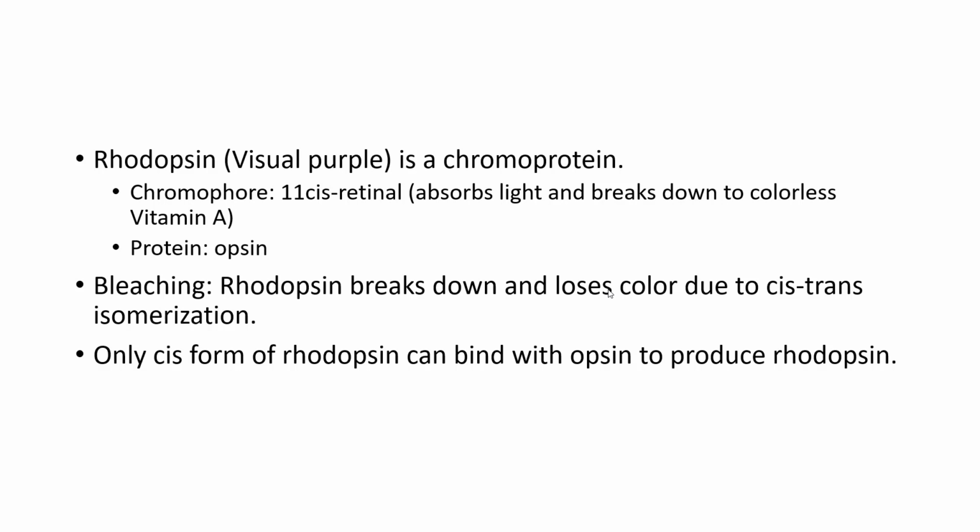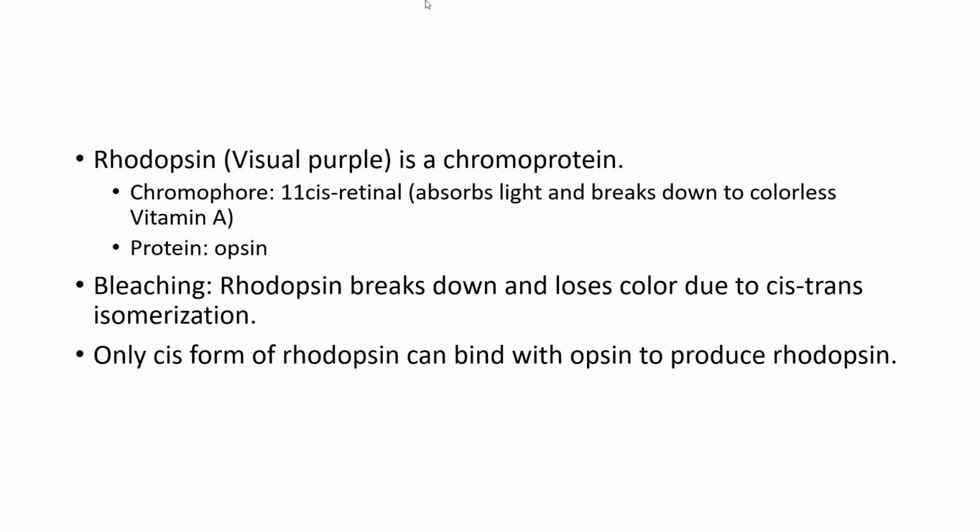That is a chromoprotein that consists of two portions, chromophore and a protein. The chromophore portion of the rhodopsin is 11-cis retinal. This portion of the rhodopsin is colorful, it absorbs light, and then gets activated into many different intermediate products until it finally gets converted into transretinal.